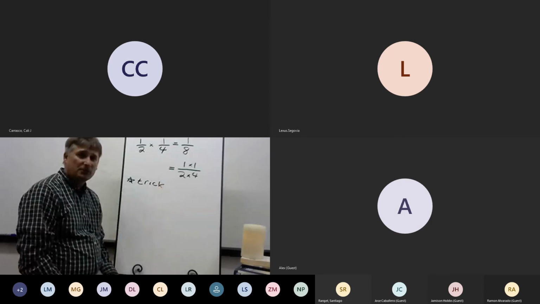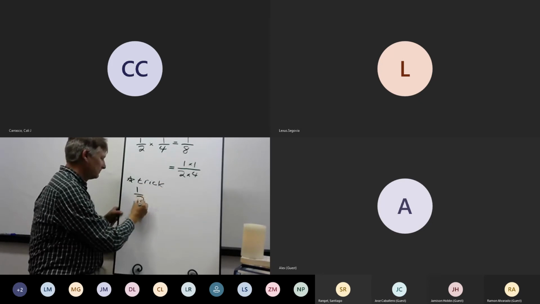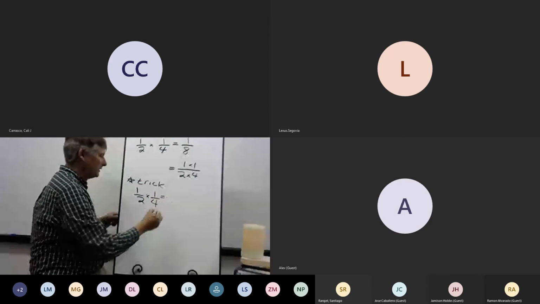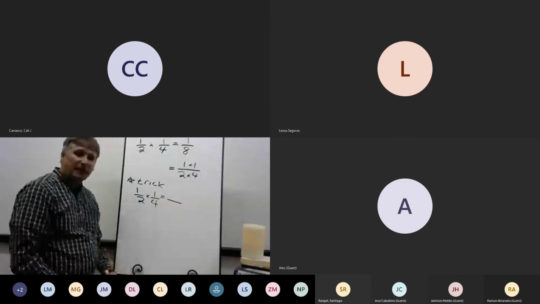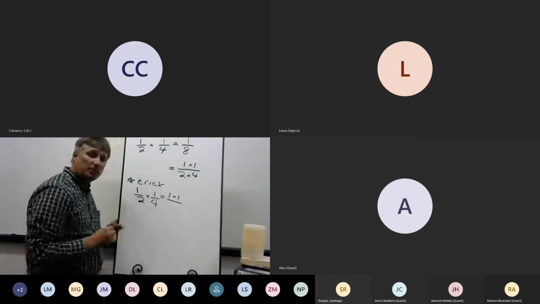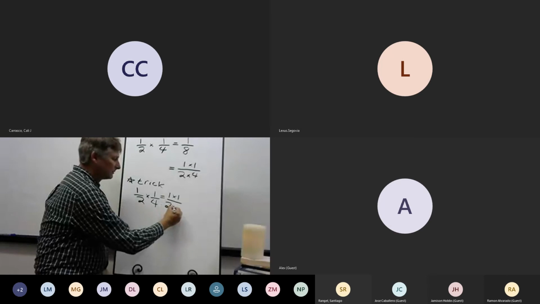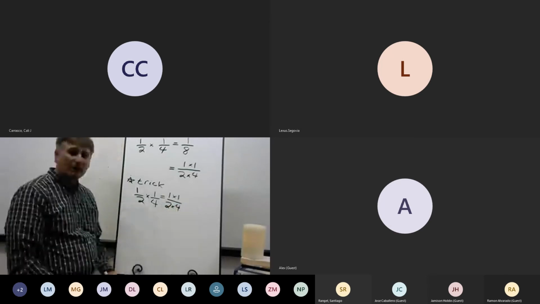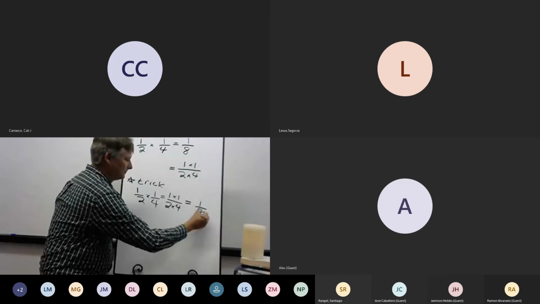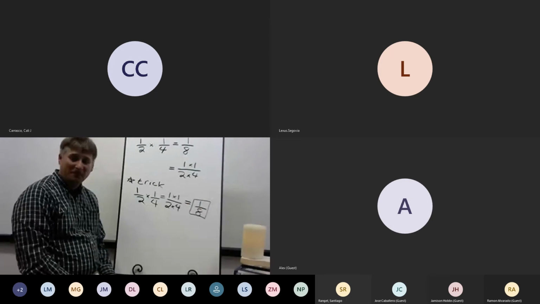If we have 2 fractions that we're multiplying, to find the numerator or the top number, we multiply the top numbers. To find the denominator or the bottom number, we just multiply the denominators. And that's going to give us our answer.